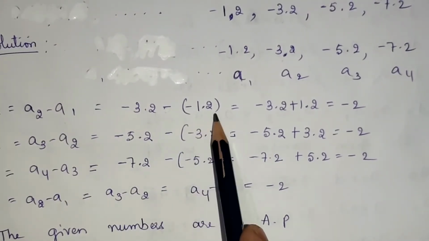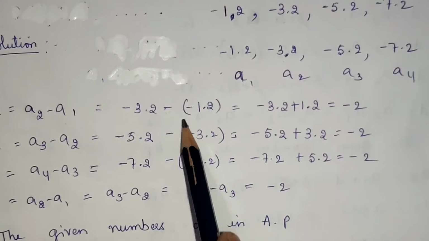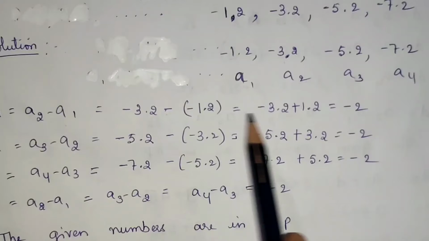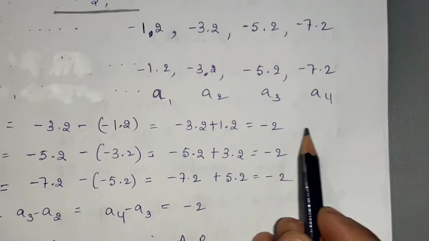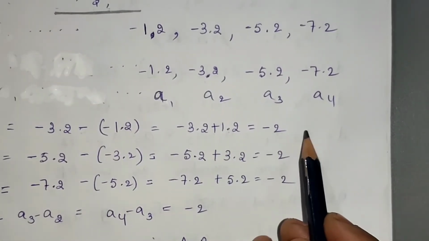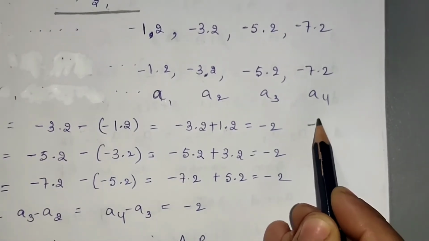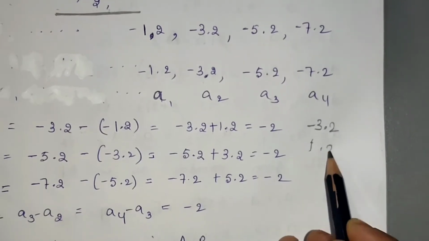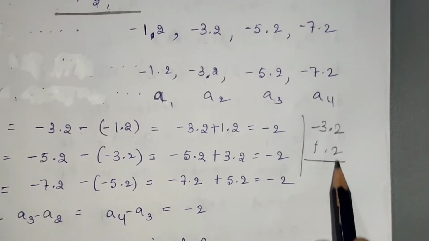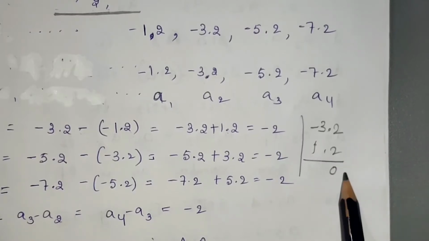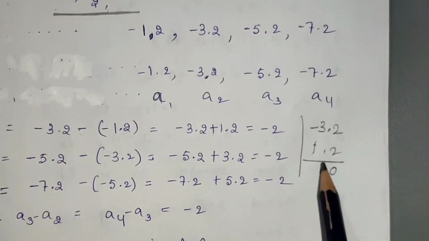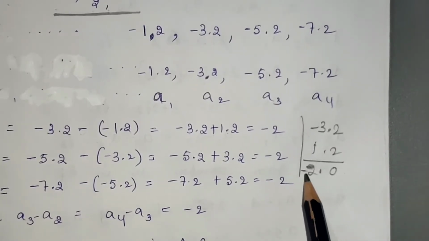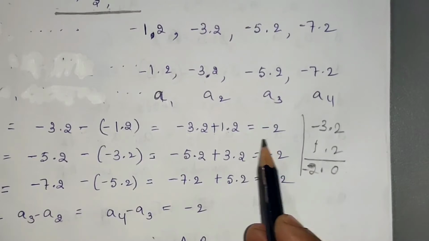A1 is minus 1.2, hence minus of minus we have to write. Here minus 3.2 as it is, minus into minus is plus 1.2. Here the terms are having the different sign, you have to subtract. That is 3.2, 1.2. You have to subtract it. Subtract 2 minus 2 is 0. If you subtract 3 minus 1, it is minus 2. See, minus 2.0 can be written as minus 2.